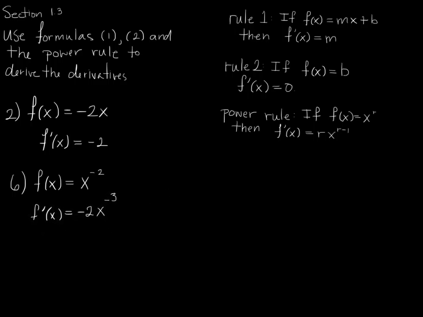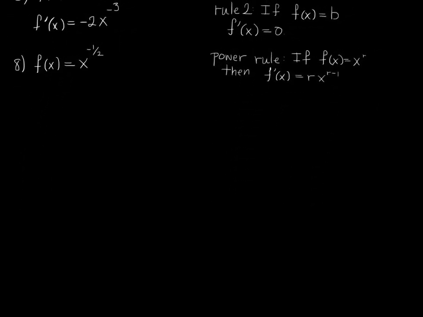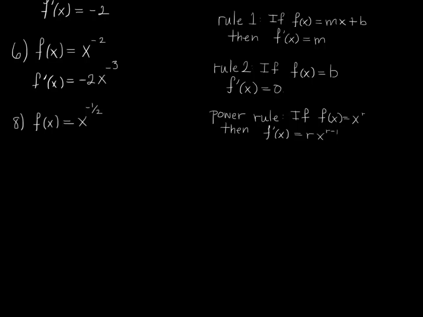All right, moving on to the next one, number 8. 8 is once again a power function, x to the negative 1/2, so we can simply make use of the power rule. So f prime of x is equal to, bring down the power, negative 1/2, x to the 1/2 minus 1, which is minus 3/2. And we're ready to move on to the next one.